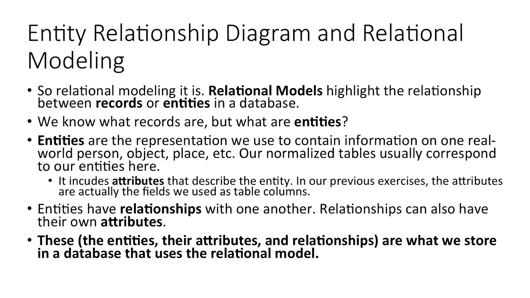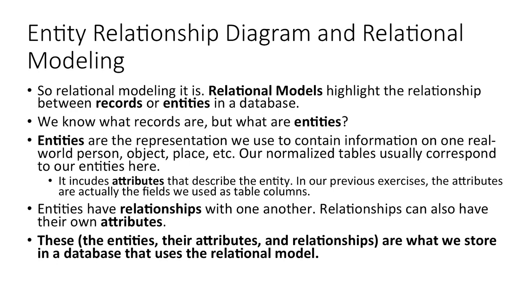Relational models highlight the relationship between records or entities in a database. We know what records are, but what are entities? Entities are the representation we use to contain information on one real-world person, object, place, etc. Our normalized tables usually correspond to our entities here. And entities include attributes that describe the entity. In our previous exercises, the attributes are actually the fields we use as table columns.